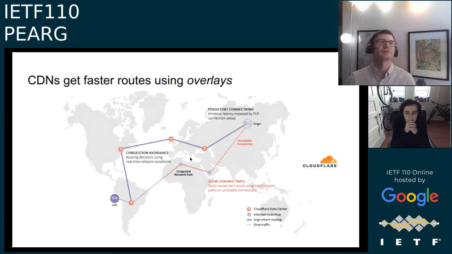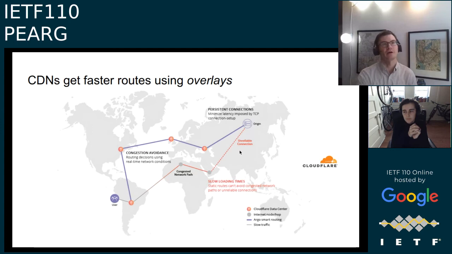So for background, content distribution networks use overlay routing for a variety of benefits. This is a diagram from Cloudflare detailing Argo, which is a product they offer. Argo is their name for overlay routing. And so what this does is, rather than having a user connect directly to the origin destination over the default route that the internet gives them and their ISPs and the autonomous systems along the way give them, the user connects to a Cloudflare server, and that Cloudflare server connects to another Cloudflare server and proxies the traffic that way. And this effectively lets Cloudflare choose the path through the internet rather than just using the default path handed to the user.